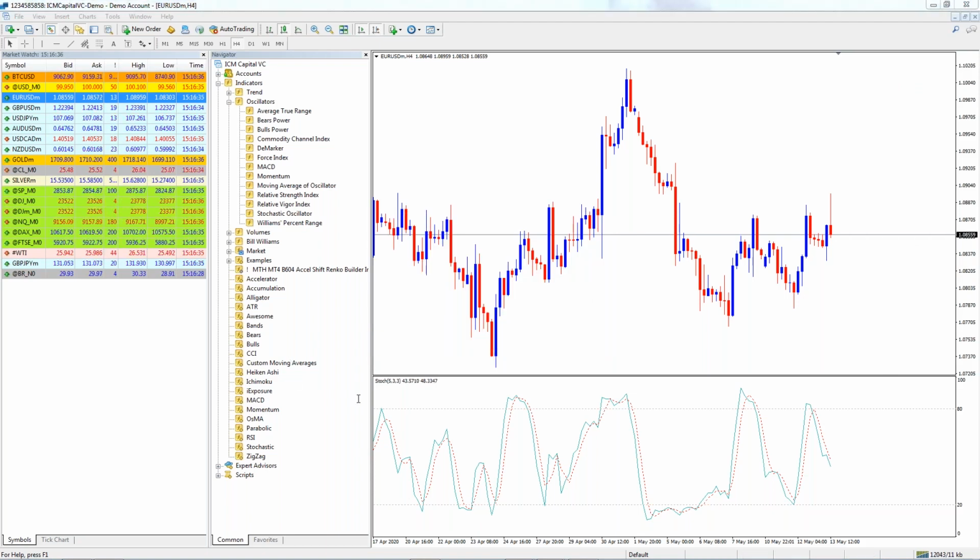Someone asked about the range of zoom for the indicator in the chart. Okay, so for the stochastic we're using 5, 3, 3, and for the RSI we are using the 14 period on the H4 time frame, if this is your question.